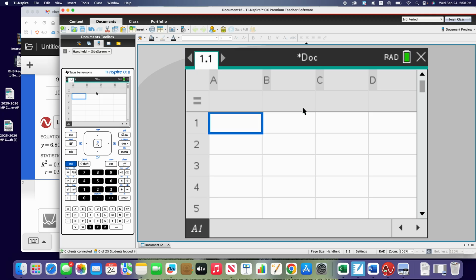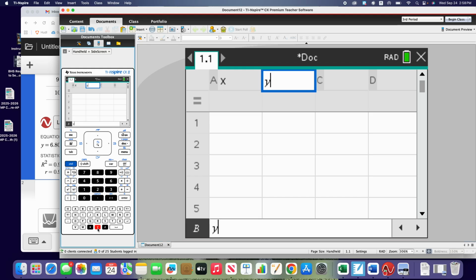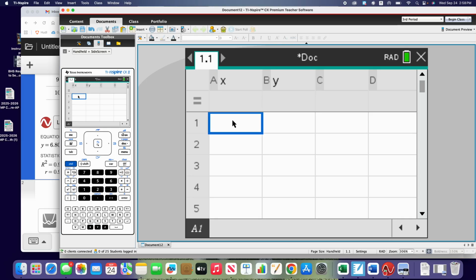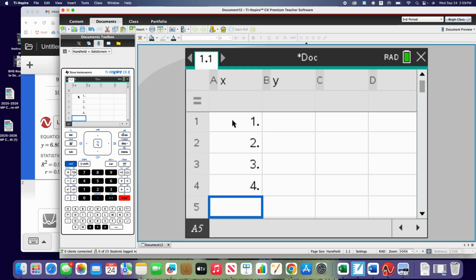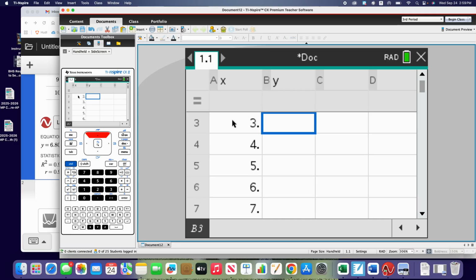Lists and spreadsheets. Now I'm going to go up here, and I've got to label the top. So that's X and that's Y, which is good because that matches what's on my table anyways. I'm going to go right here to this one and start typing. Again, the X values are easy: 1, 2, 3, all the way down. Once I have the X values in, I'm going to go back and put the Y values in.